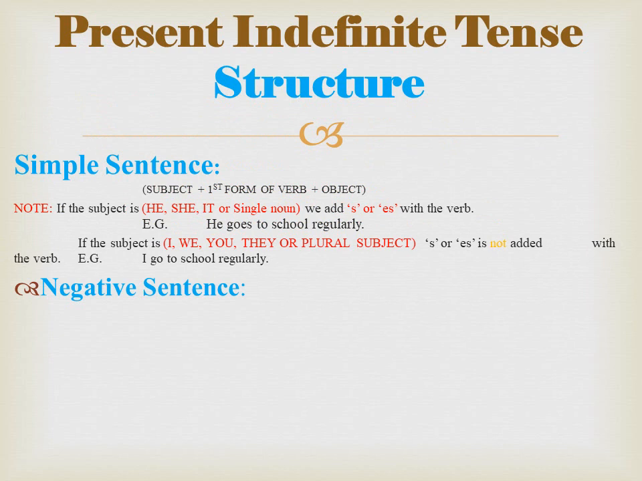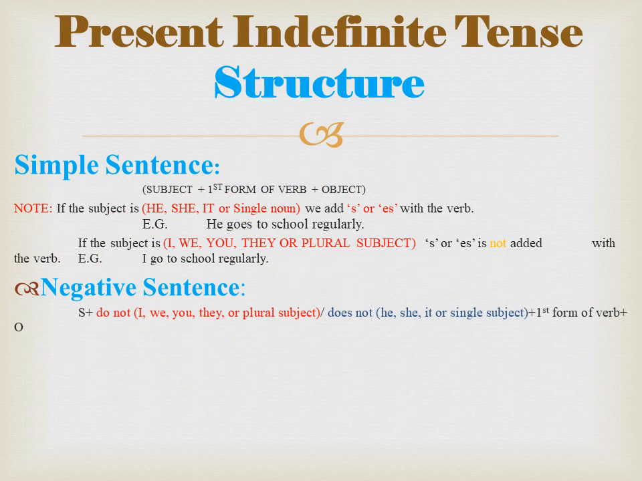But if the subject is either I, we, you, they, or plural, s or es is not added with the verb. For example, I go to school regularly. Now, negative sentence: subject plus do not if the subject is any one of these. Does not if the subject is either he, she, it, or a single subject. Then first form of verb and then object.